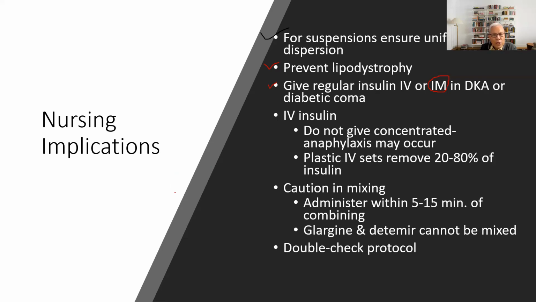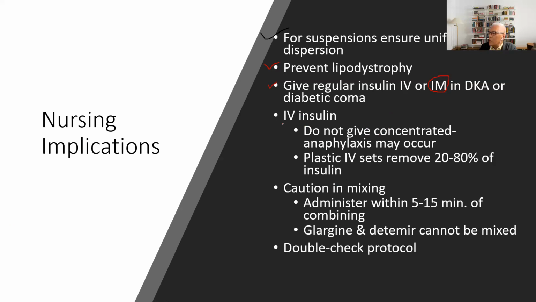Because intramuscular injections are going to be more rapidly absorbed, and therefore this would be a good route for patients who have DKA or diabetic coma. So yes, it could be given IM, but this is going to be a rare order that some endocrinologists usually give.